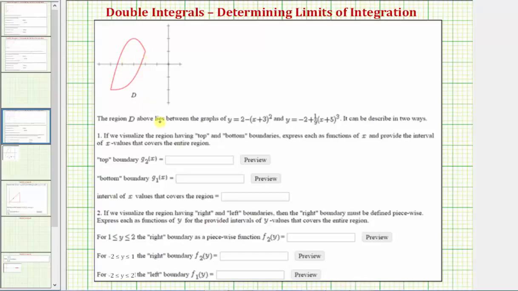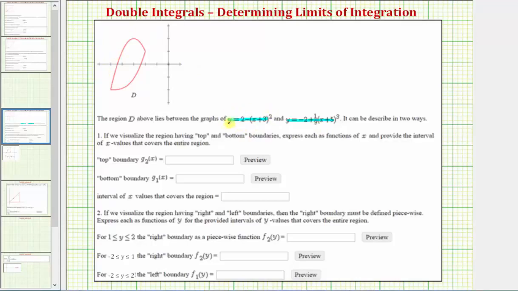The region D above lies between the graphs of y equals 2 minus the quantity x plus 3 squared and y equals negative 2 plus 1/9 times the quantity x plus 5 cubed. We're going to be describing the region in two ways, first using a top and bottom boundary, then a right and left boundary. Before we do this though, let's match up these functions to the graphs.